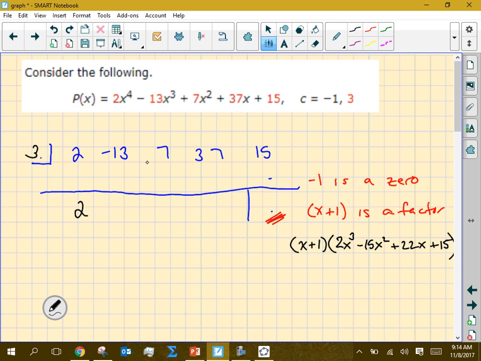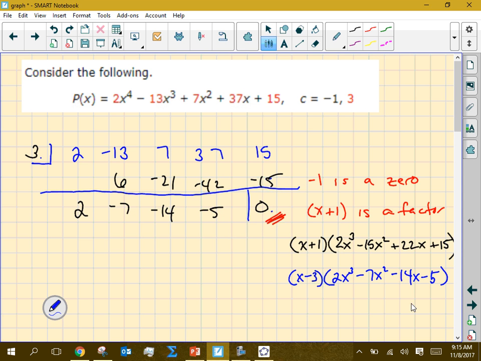Do my synthetic division. 2, 6, -7, -21, -14, -42, -5, -15, 0. So what that tells me is that P of x, with 3 being a 0, would factor this way: x minus 3, and then 2x cubed minus 7x squared minus 14x minus 5. If I FOIL this black one out, I get back to the same P of x. If I FOIL the blue one out, I get back up to the same P of x.